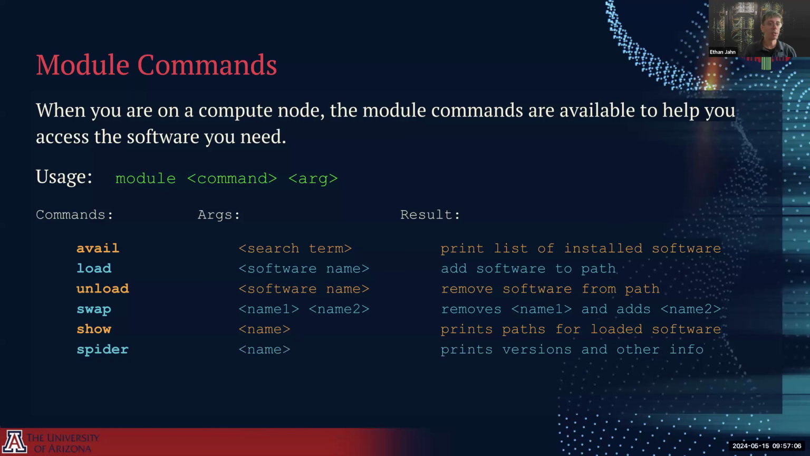And then module spider is another way to print versions and other information on a particular module. So these are the most commonly used commands for module, and hopefully they will get you where you need to go. Oh, and module list. Sorry, forgot one. Module list prints the list of all loaded modules. So these are going to be ones that you already have loaded. So if you're loading and unloading modules and you forget which ones you have, use the list command to show the ones that are currently loaded.